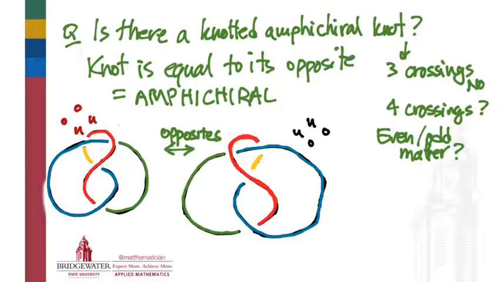So in fact, this knot that you sketched with 4 crossings, the only knot whose lowest terms diagram has 4 crossings in it, is amphichiral. This is equal to its own opposite.